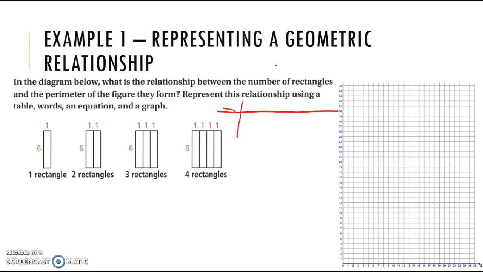The first column is going to be our independent variable, which in this case is going to be the number of rectangles. Number of rectangles. This middle is how we're finding the perimeter. And our last one is our ordered pair.